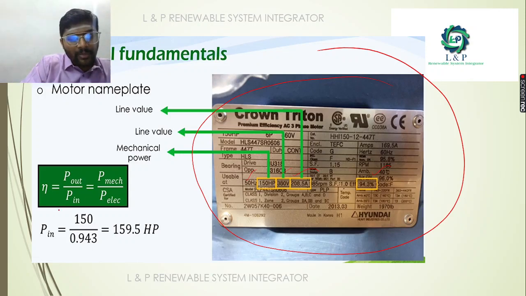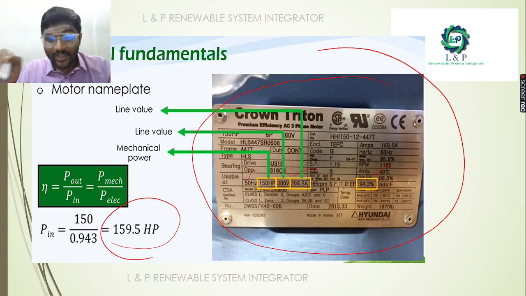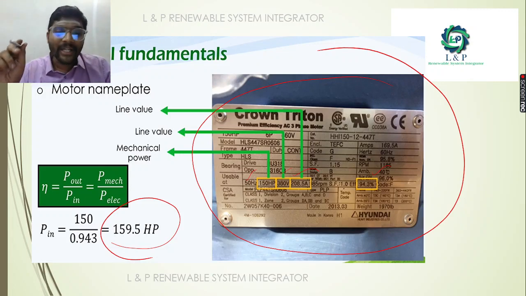Efficiency is equal to P output divided by P input, where P mechanical is going to be your output and P electrical is going to be your input. So P in is equal to 150 divided by 0.943. Consider your efficiency is 0.943. How much electrical input do you have to provide? It means 159.5 HP power you need to provide in order to get an output of 150 HP.